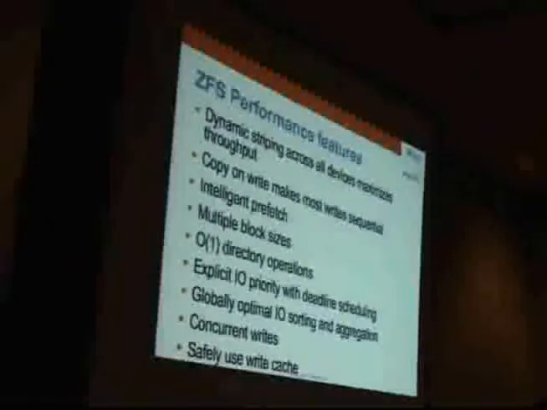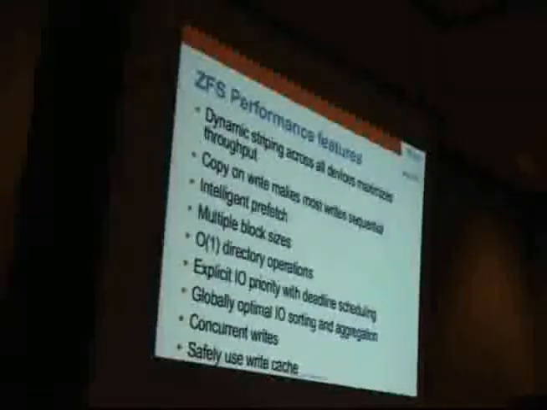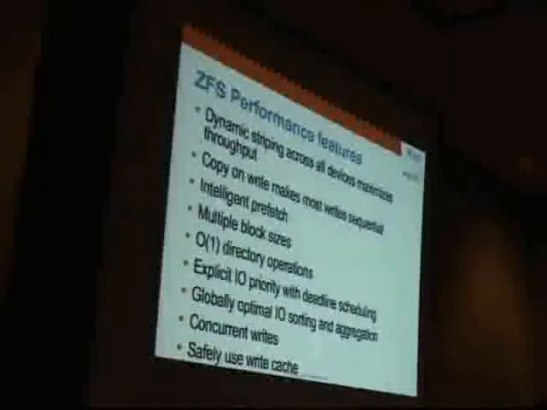So explicit I/O. Since it's a modern file system, it'll assign priority to all kinds of I/O. So for example, you can have reads, you can have writes, you can have scrub operations, you can have asynchronous reads, you can have prefetch. What we do is we assign priorities to all of these kinds of I/O, and then we have an I/O scheduler that will schedule these I/Os in an optimal way. So this makes it very interesting, actually.